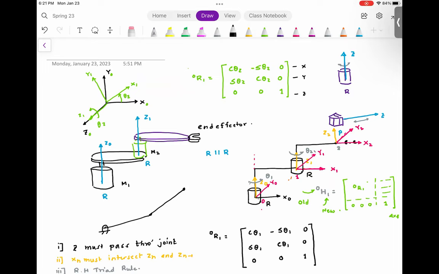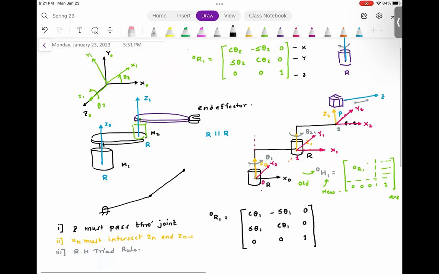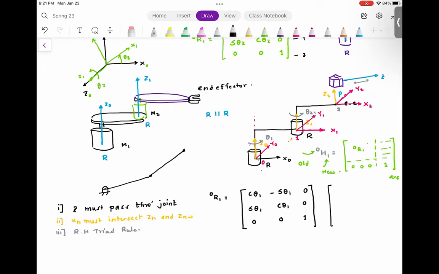However, in addition to this rotation transformation, you need to take into account something called the projection. So you need to take into account the projection matrix. And this projection matrix is very important because it tells you the projection of the new frame onto the old frame. So for example, your new frame is x1, y1, z1. And this is very important. The old frame is x0, y0, z0. So this is your old frame. This is your new frame.